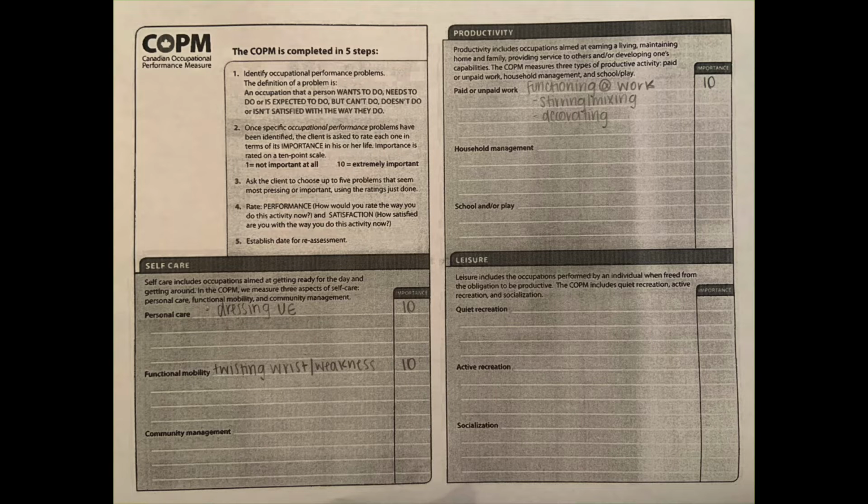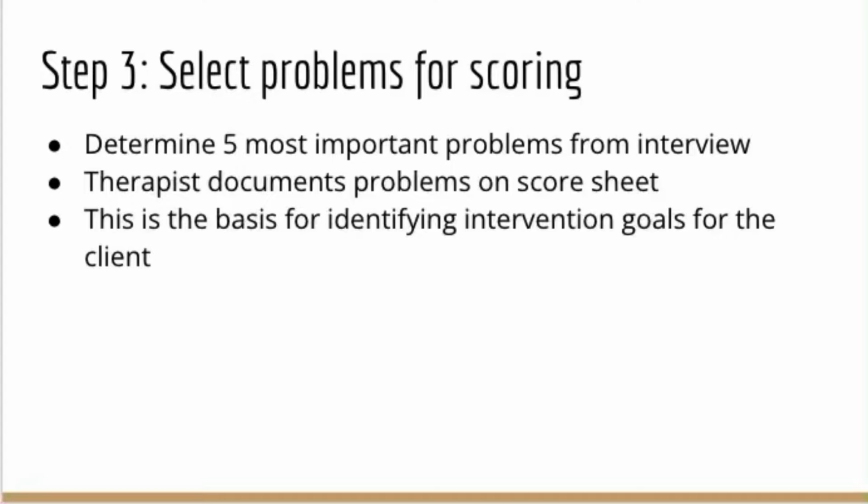Kelly rated all 3 problems a 10, which means they are very important for her to be successful in. Although her wrist pain and mobility limit her ability to complete these activities, therapy will focus on interventions to improve her performance in these tasks. Next, we will determine the specific problems for further scoring.